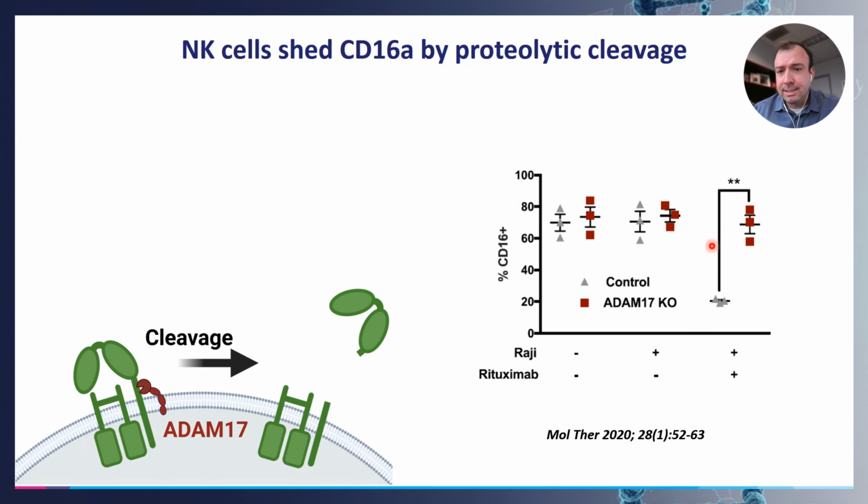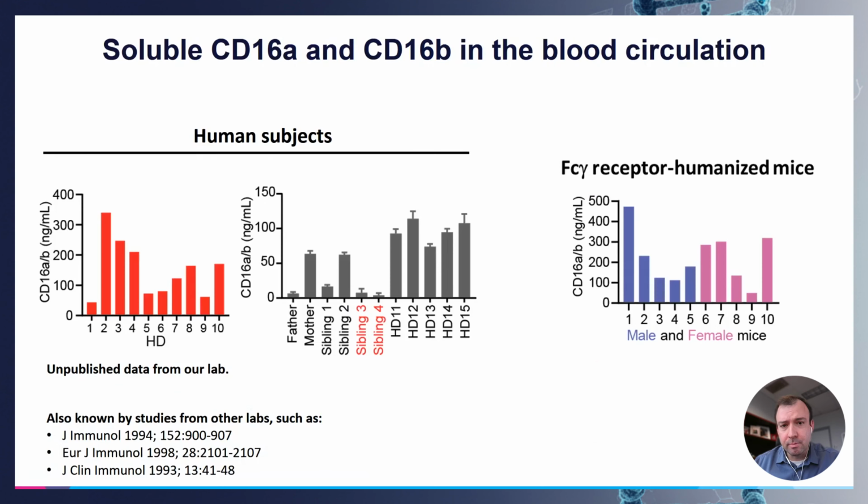And what you can see is the amount of CD16A on the surface of human NK cells and how they downregulate after they have been co-cultured with tumor cells in the presence of an antibody. This is mediated by cleavage because ADAM17 knockout NK cells don't downregulate. And this protein has to go somewhere, right? Once it is shed from the cell surface, it can be detected in the human serum or plasma.